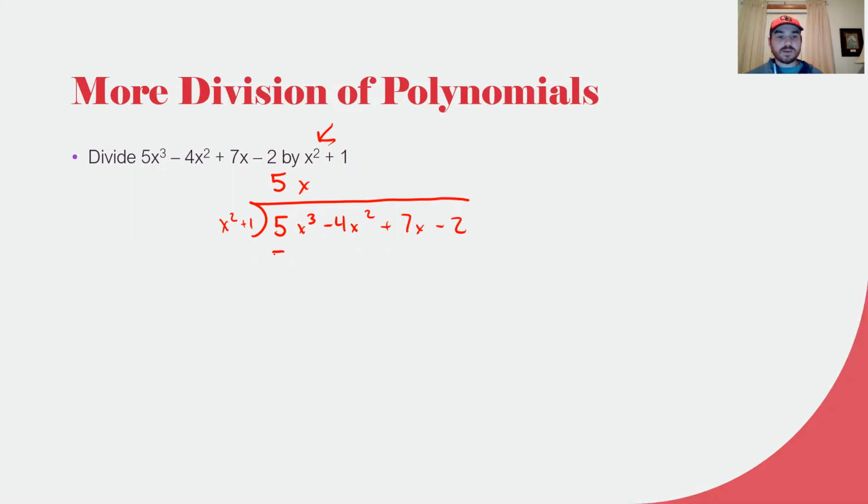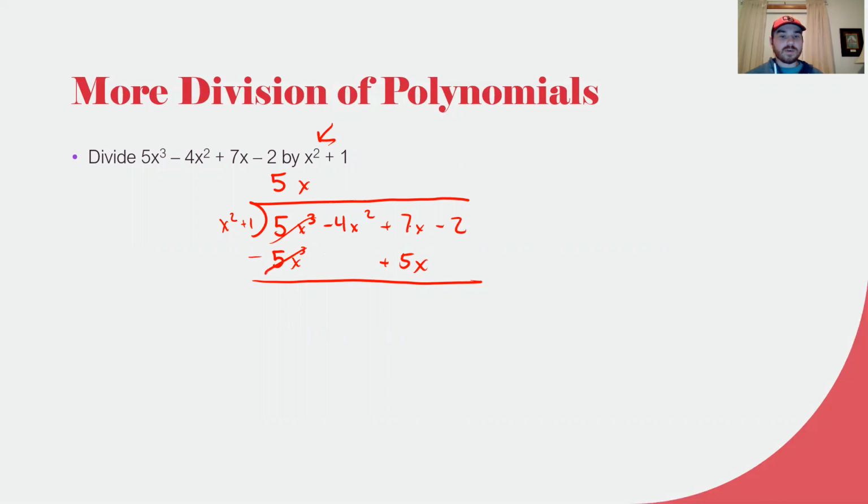Now when we multiply this, we need to be careful. We're going to get 5x cubed when we multiply 5x by x squared. But then when we do the plus 1, we're going to get plus 5x. Personally, I would make sure you line it up correctly, because if you put it here, you might be tempted to subtract down, and then you're going to get a weird answer. So if we subtract, these will cancel. This should be a 3, sorry.